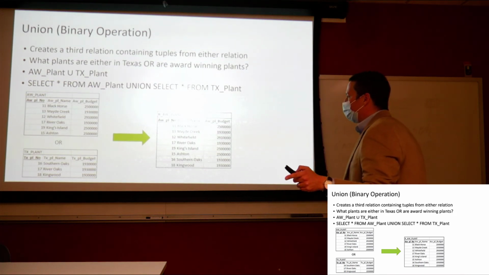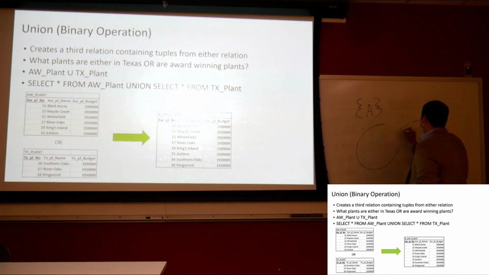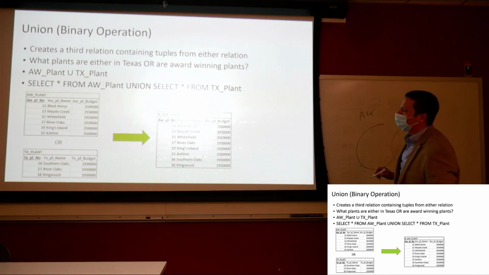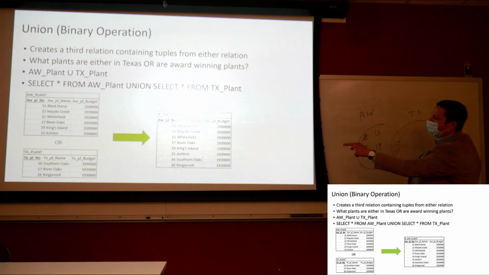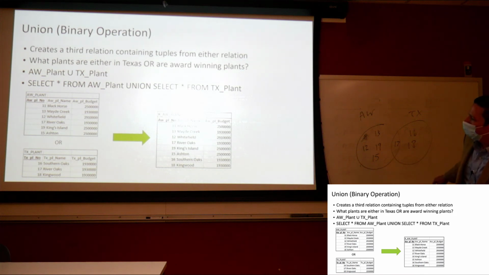Yeah, there's some repetition, right? So we have these two data sets, award-winning and Texas. Black Horse is plant 11, Maid Creek is 13, Whitefield is 12, River Oaks is 17, Kings Island is 19, Ashton is 15, and then in Texas plants, we have Southern Oaks is 16, River Oaks is 17, and Kingwood is 18, right? So we have one plant, number 17, River Oaks, that is a Texas plant and an award-winning plant.